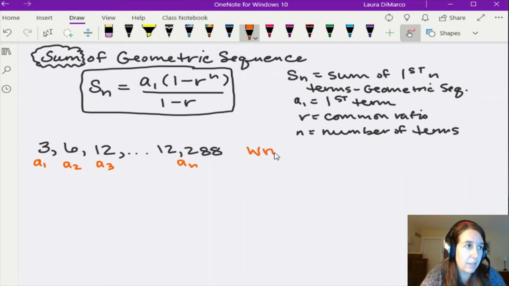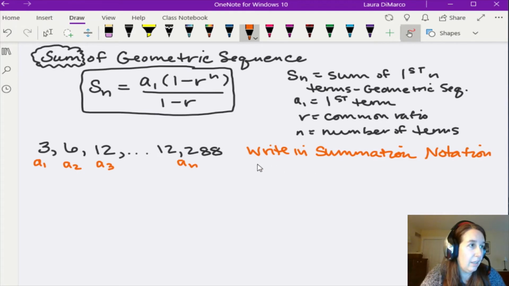Okay, so let's write that down. Write in summation notation and find the sum. Okay, so let's start by trying to write it in summation notation and see what we know and what we still have to find. So first of all, we know that we're going to use the sigma. And we know that we use k as the index, and we're going to start from 1, but then we have to go up to n. So we don't know what that n is up there.